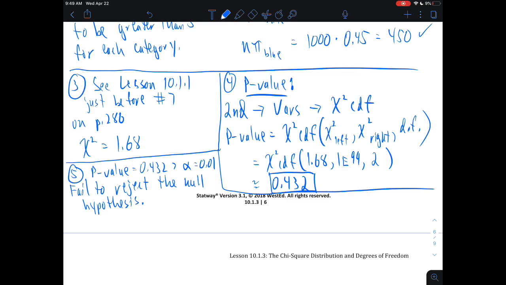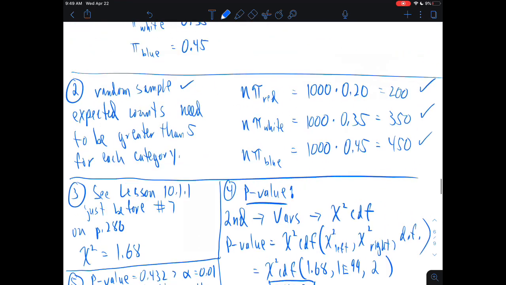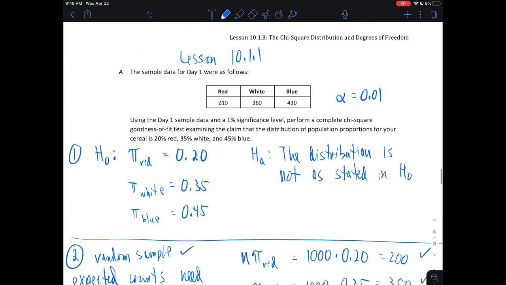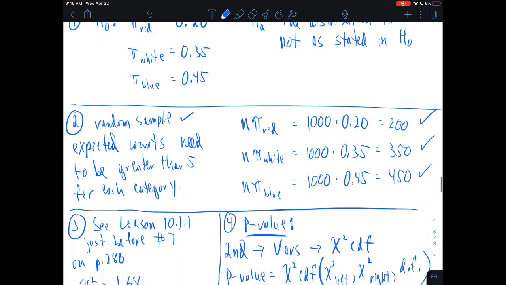So then we just need to write a conclusion. So since we fail to reject the null hypothesis, it means that we do not have evidence to reject the claim that the distribution of population proportions for your cereal is 20% red, 35% white, and 45% blue. Also, if you think about how this was relating to a process that they had in production, we would go back and also say it doesn't seem like there is anything wrong with the production process.